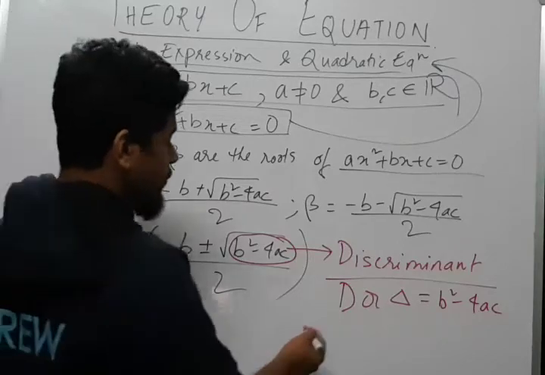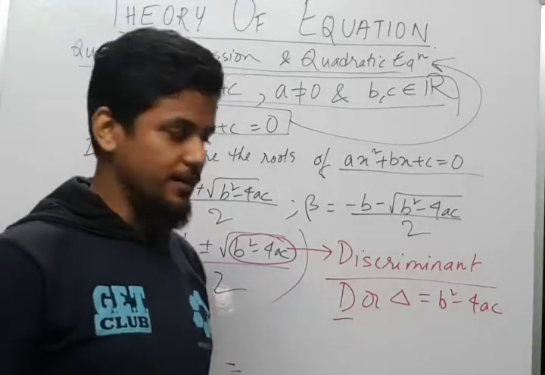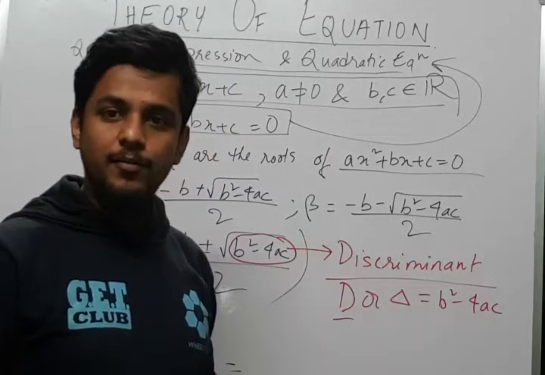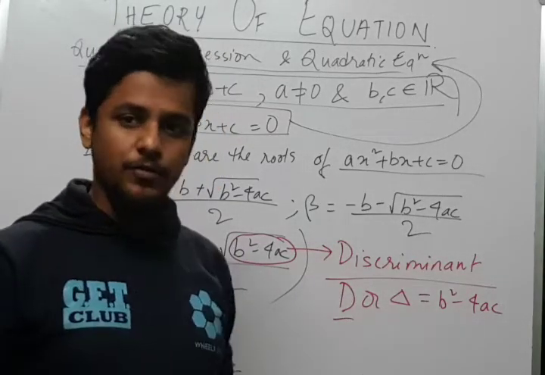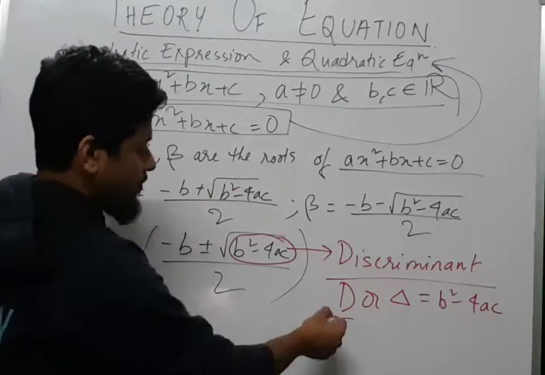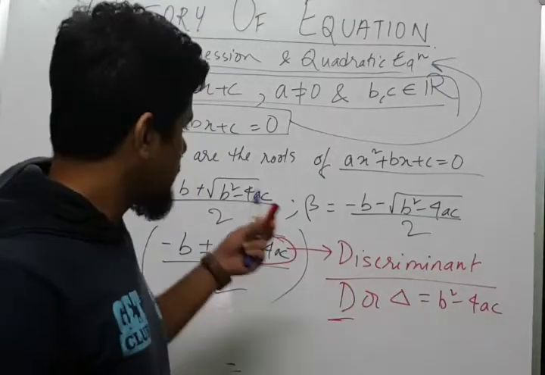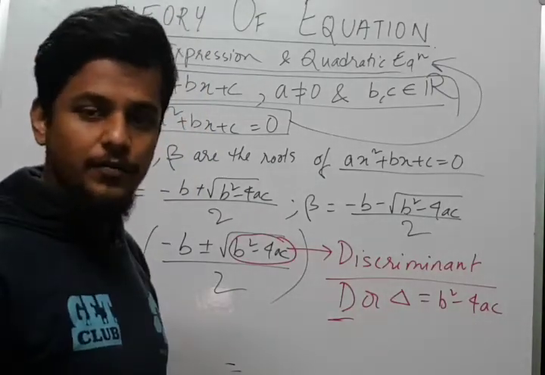Depending upon the value of the discriminant, the roots can be real, the roots can be imaginary, or the roots may be equal to each other. So there are various cases in which the nature of the roots depends upon the value of D. We'll get to that in the next part of the video.